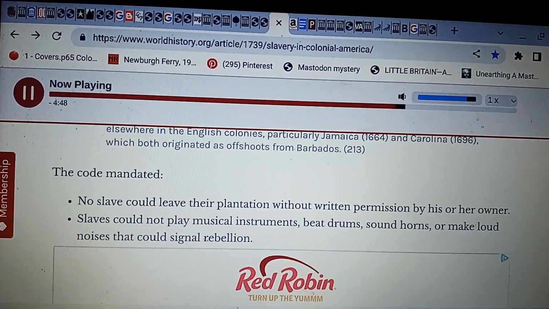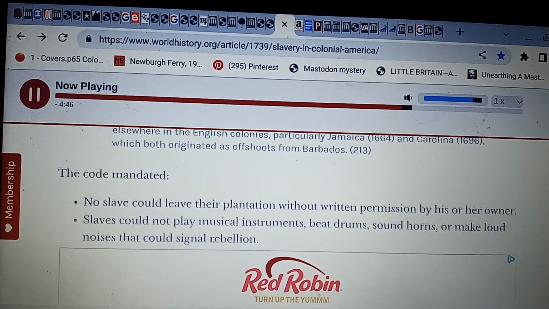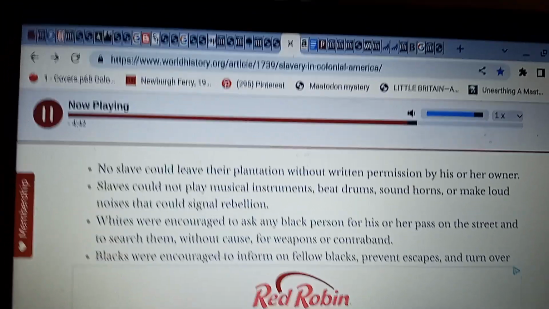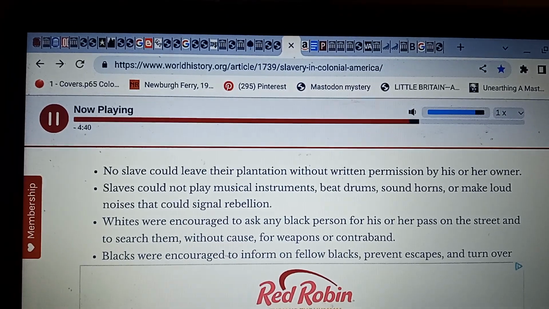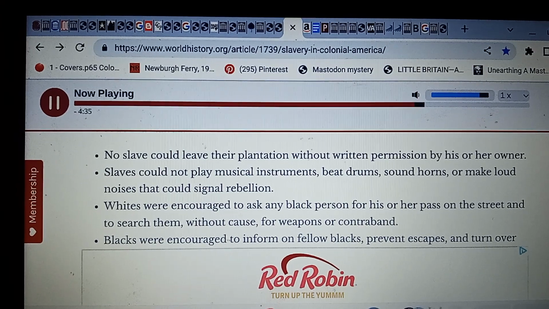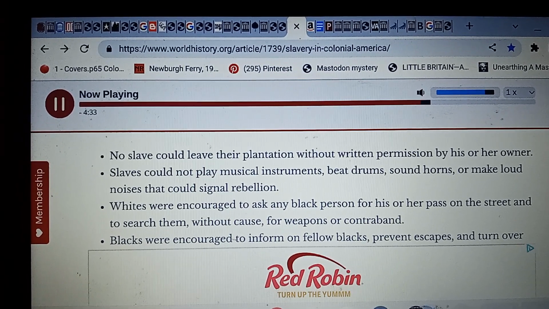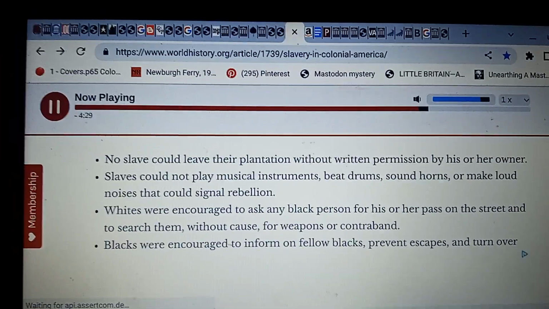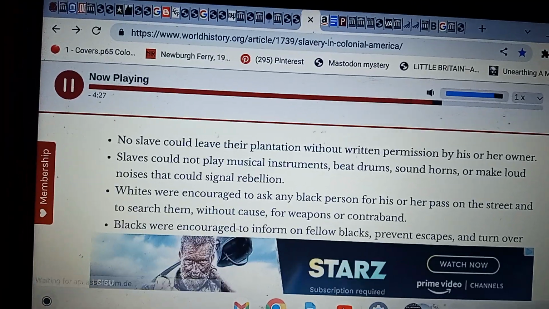The code mandated no slave could leave their plantation without written permission by his or her owner. Slaves could not play musical instruments, beat drums, sound horns, or make loud noises that could signal rebellion. Whites were encouraged to ask any black person for his or her pass on the street and to search them, without cause, for weapons or contraband.